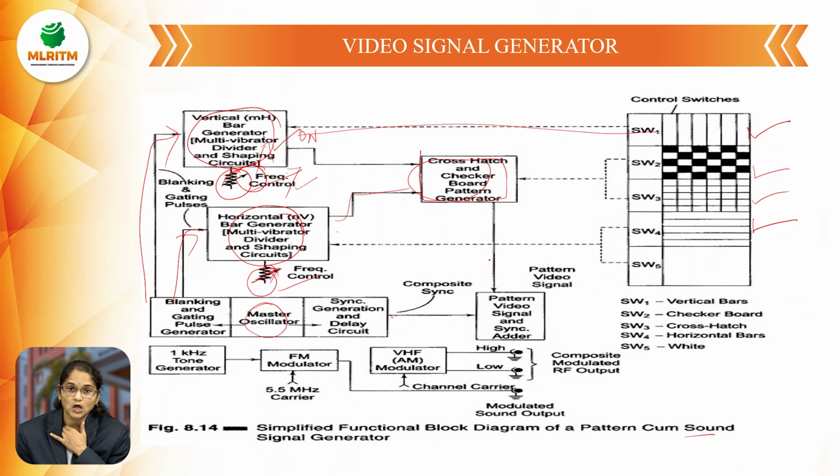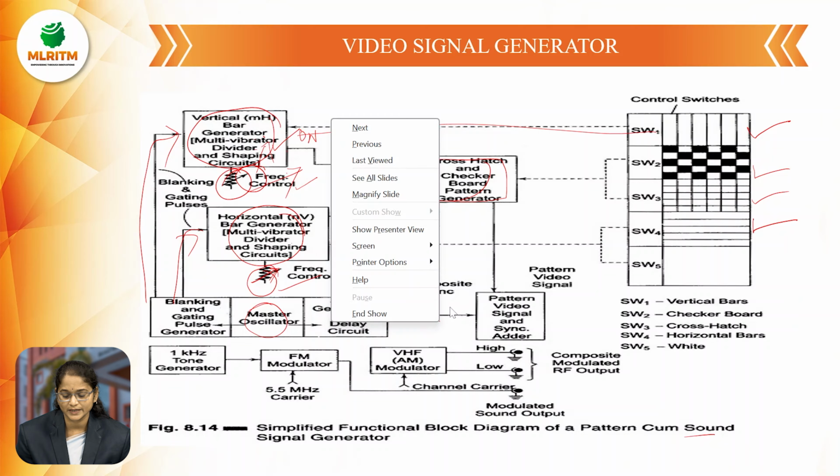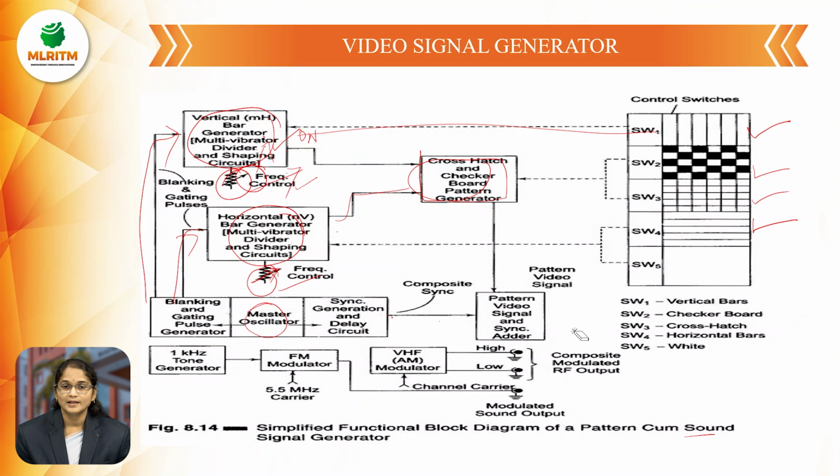With both the crosshatch and checkerboard signal and the composite synchronous signal, we are going to generate the pattern video signal and the synchronous adder. We are going to generate that pattern video signal with the help of this. Okay, and one more thing, we are going to generate the FM audio signals also here.